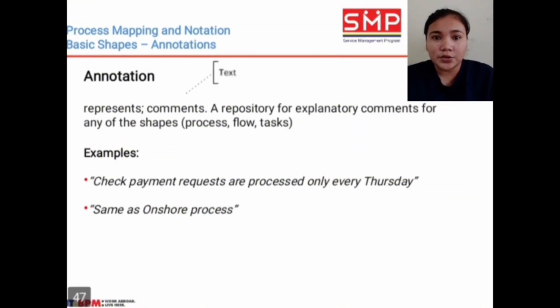What is an annotation? An annotation is shown as a text box with a dashed line that connects it to the specific shape on the map, meaning it represents comments or extra explanatory notes. The process provides additional details, rules, or context for any of the main symbols like activities, events, or decisions that would not fit directly inside the shape itself. It's like adding a sticky note to a step in the process.